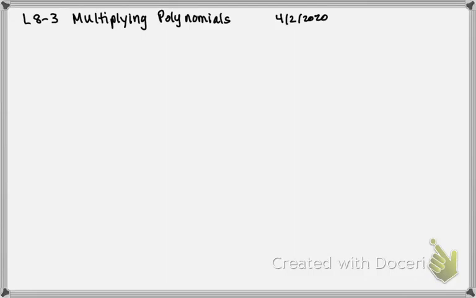Hey guys, I'm going to be introducing you to how to multiply polynomials. Yes, we talked in the last set of notes about multiplying a monomial, but what if we have more than one term times a polynomial? How does that change things?